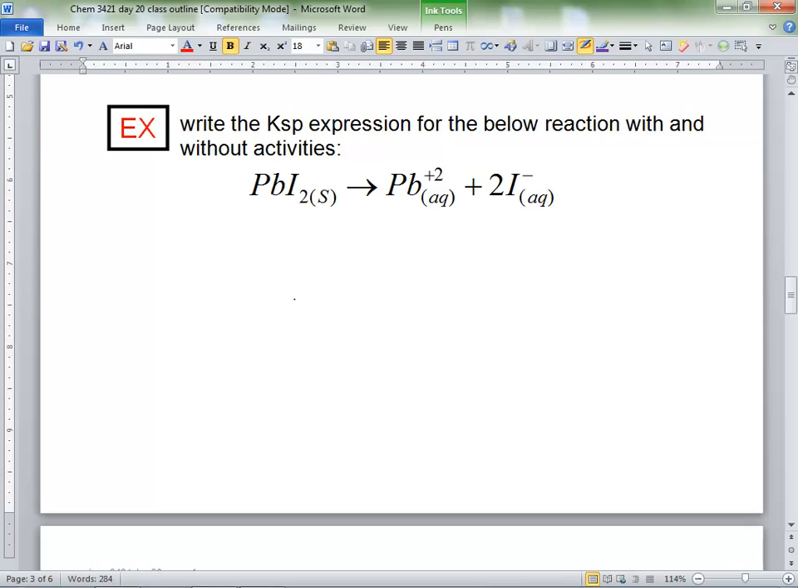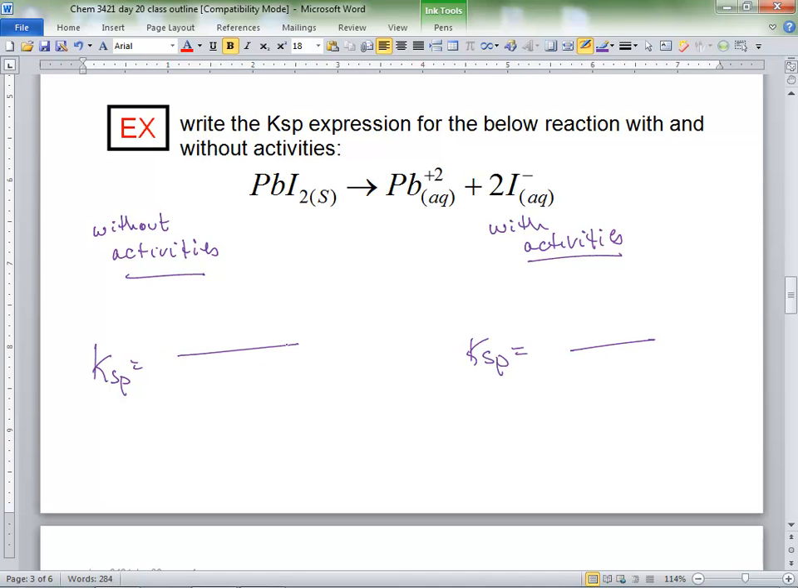Write the KSP expression for the below reaction with and without activities. Okay, so write the KSP without activities. We're not solving anything, we're just writing the expression. Then write it with activities. Write it with activities, write it without activities.